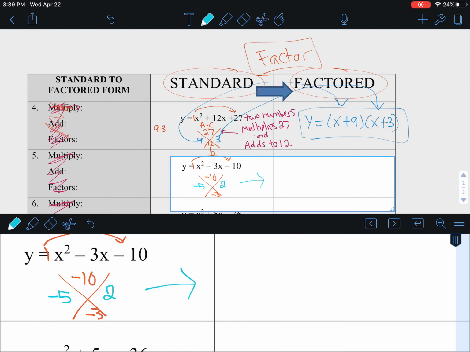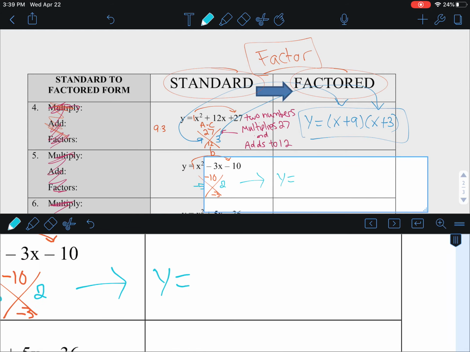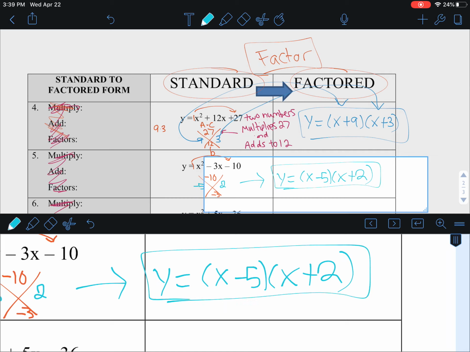So now I can come over here. My answer is going to be x minus 5 and x plus 2. Now again, you can have x plus 2 times x minus 5. You can switch these around if you want to. Again, they're interchangeable. It does not matter what order you put negative 5 and 2 in. But you need negative 5 and 2. Those are the only two numbers that will work there. But anyways, that's a review of factoring.